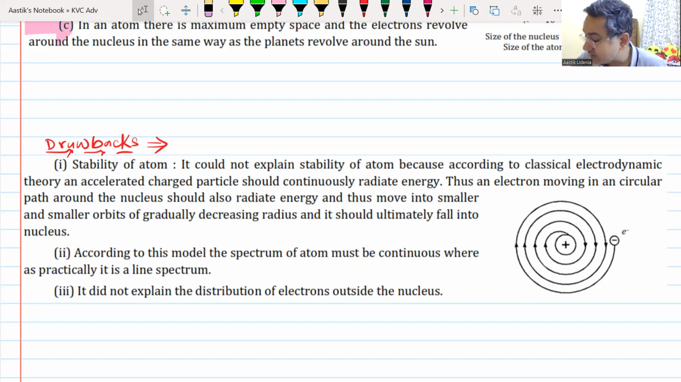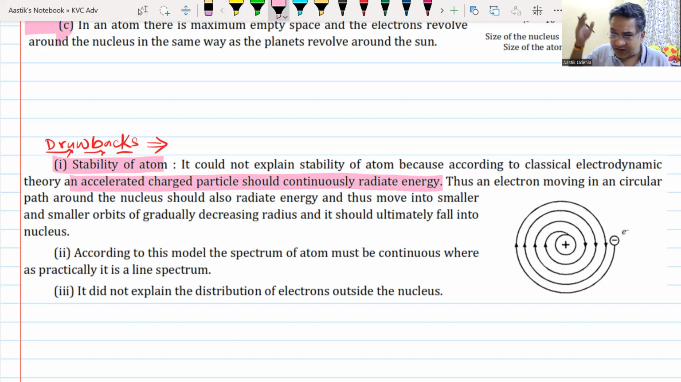The drawback was the stability. If an electron is accelerated, we know that it must emit EM waves. Yes or no? Yes. Now, if it emits EM waves, it will be emitting energy. If it emits energy, the energy of the electron will become less and less. The speed will become less and less, and therefore it must eventually collide with the nucleus. But we know that that does not happen.